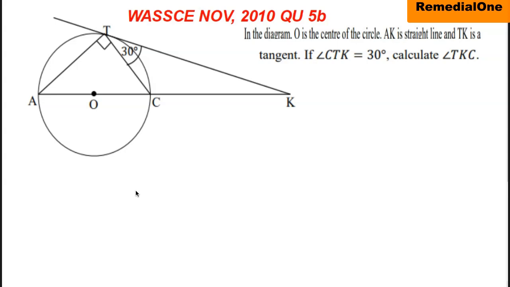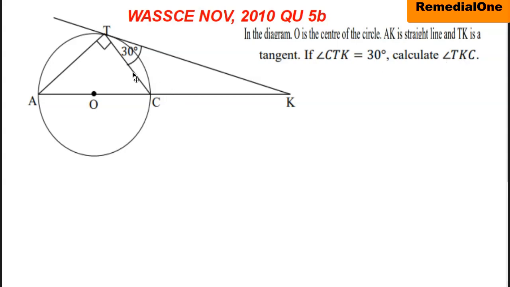So in the diagram, O is the center of the circle, AK is a straight line, and TK is a tangent. If angle CTK is 30 degrees, we have to calculate angle TKC. One thing about geometry is the angle that we are supposed to find: first, we have to identify that angle. We have to find angle TKC. Now with angle TKC, always the angle is at the middle letter.